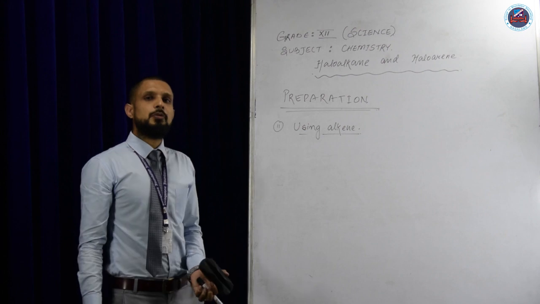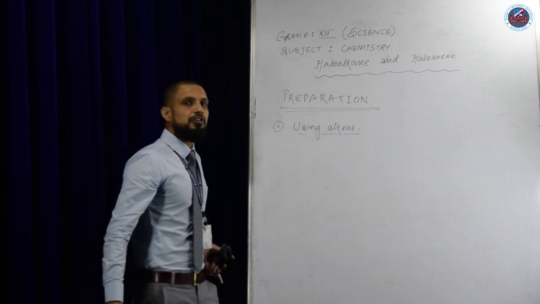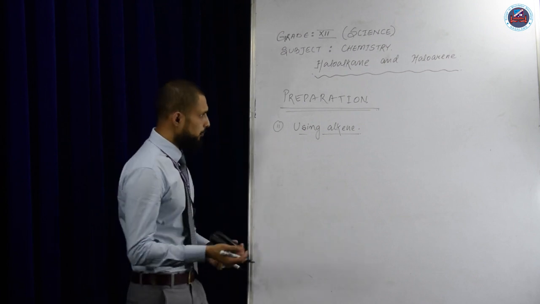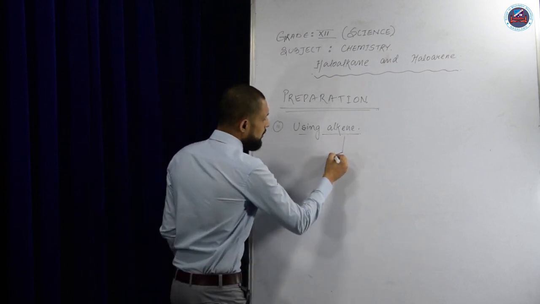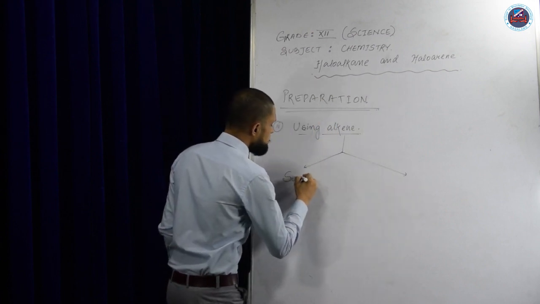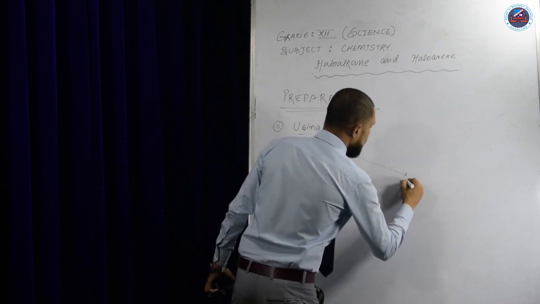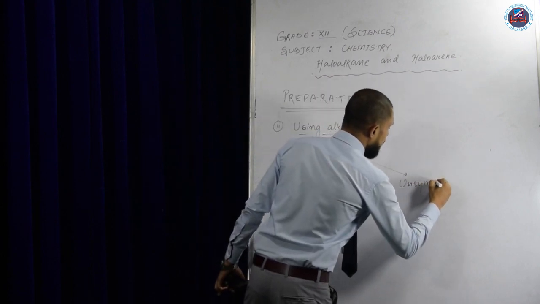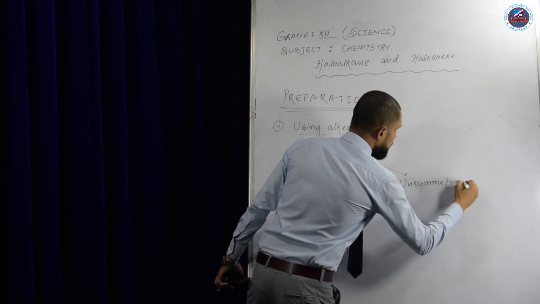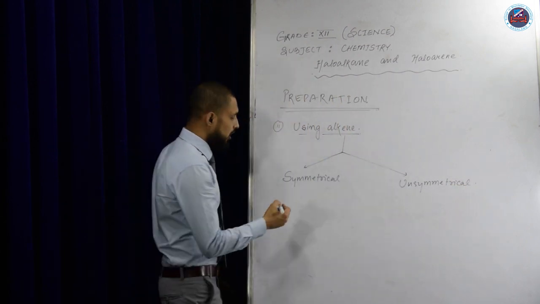So before we start the preparation of haloalkane using alkene, let us try to know the different types of alkene. There are 2 types of alkene, that is symmetrical alkene and unsymmetrical alkene. I'll explain with the help of an example.